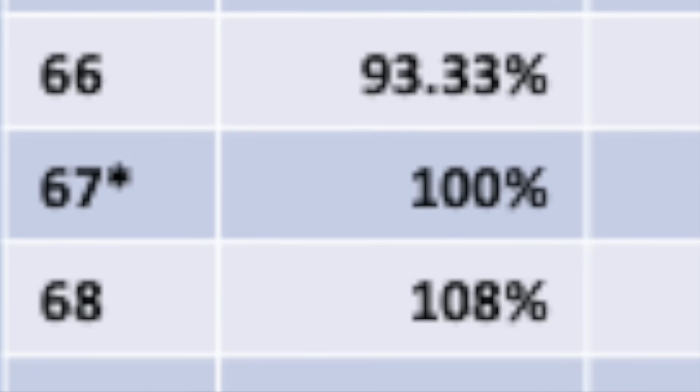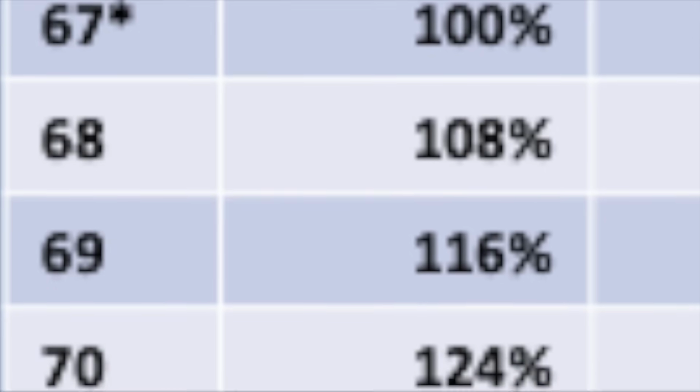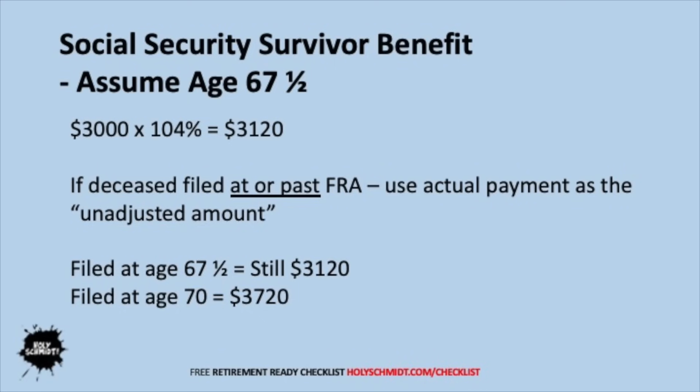If they were 68, it would be 108% of the amount. If they were 69, it'd be 116%. And if they were 70 and still had not filed for Social Security, it'd be 124% of the $3,000. So let's assume for this example that they were 67.5 when they passed. So the monthly payment would go from $3,000 a month to $3,120 a month, because that's 104% of $3,000.